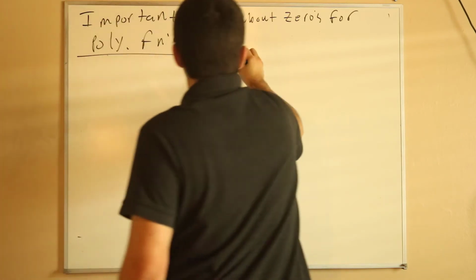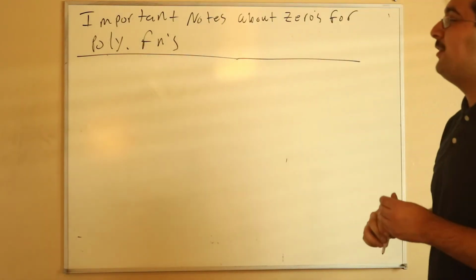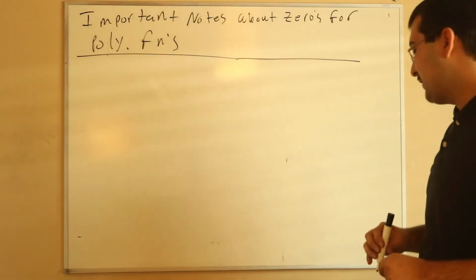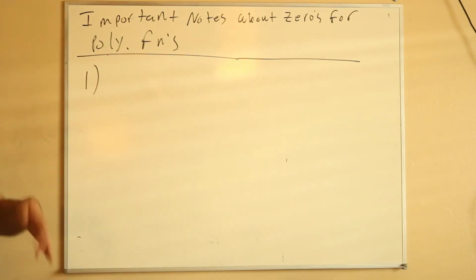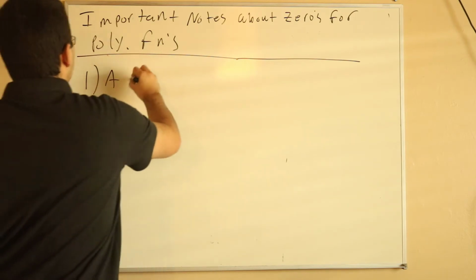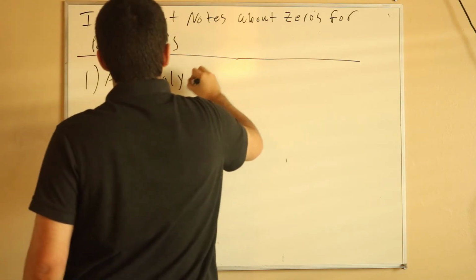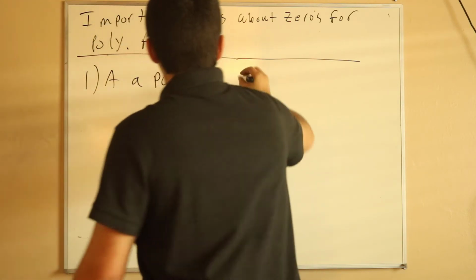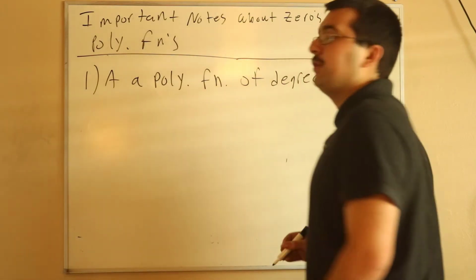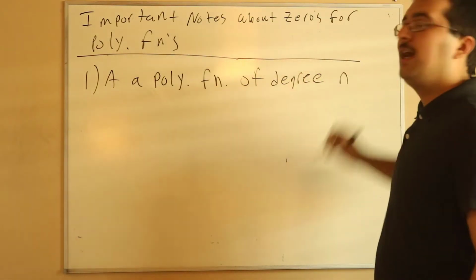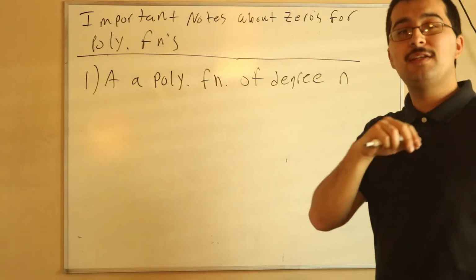Alright, so here are the more exciting notes we can make. And the first one is this. A polynomial function of degree n can have at most n zeros.